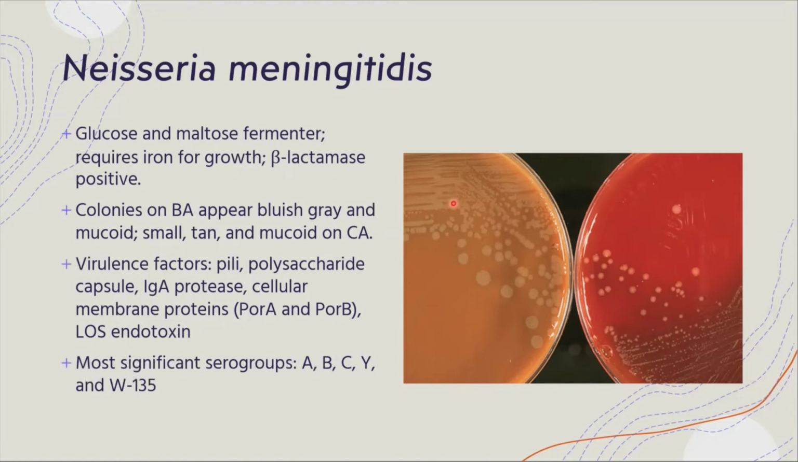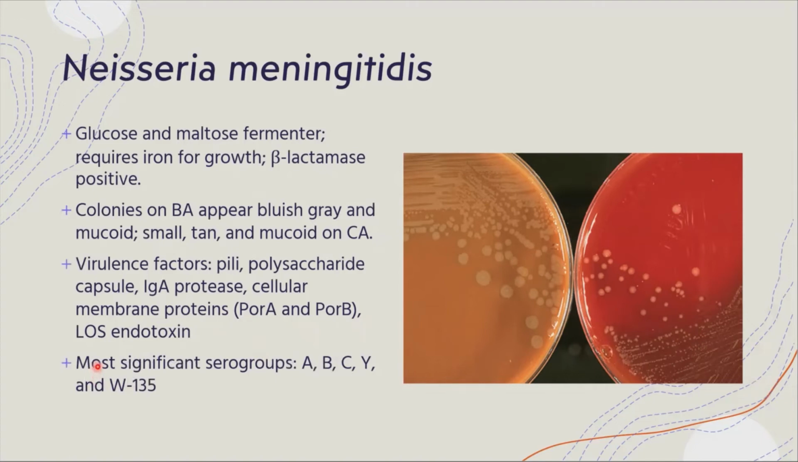The virulence factors of your Neisseria meningitidis include the pili and also the polysaccharide capsule, so it's an encapsulated organism. It also has IgA protease that degrades or cleaves the IgA antibodies in the mucosal surfaces. They also have cellular membrane proteins such as 4A and 4B, and it also has the lipo-oligosaccharide endotoxin.